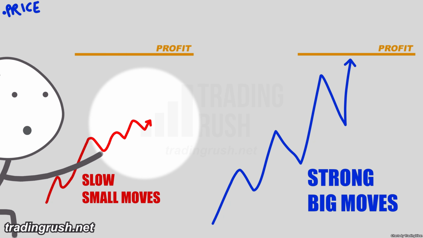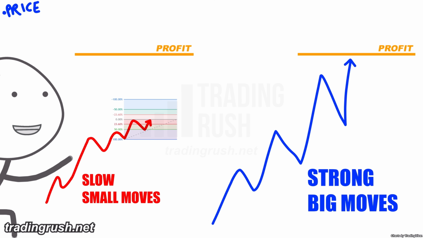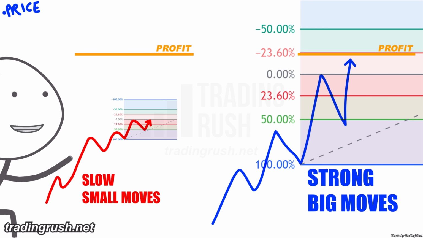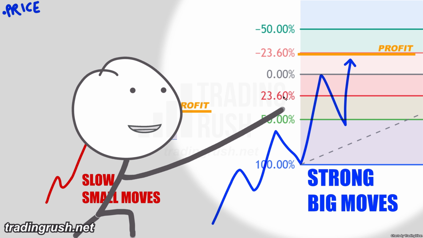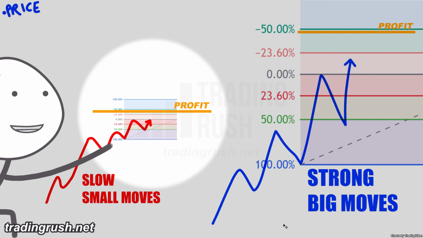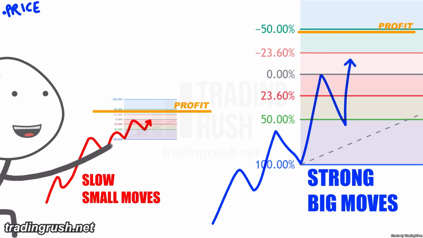The negative Fibonacci box size changes with different trend strengths. If the upward trend move was strong, the negative box will also be wider, so I can set a wider profit target. If the trend was slower, the negative box would also be smaller. Then I know to use a smaller profit target.